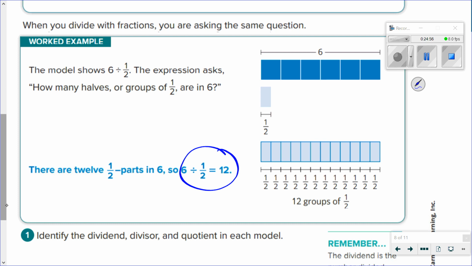If I take my 6 and I divide it into halves, how many do I end up with? 1, 2, 3, 4, 5, 6, 7, 8, 9, 10, 11, 12. That makes sense, correct? Yes. So mathematically, how do I do that?